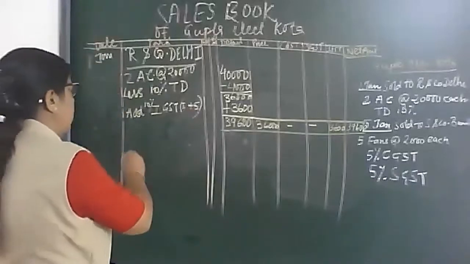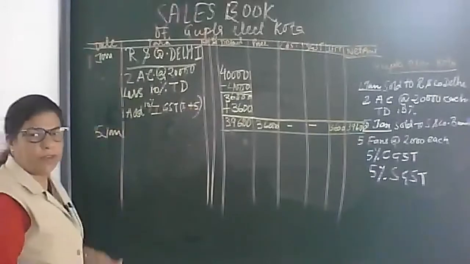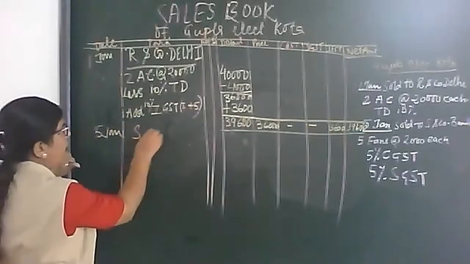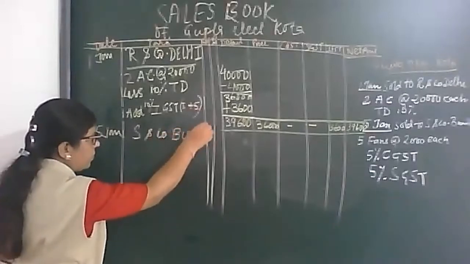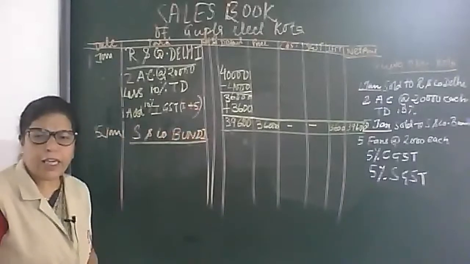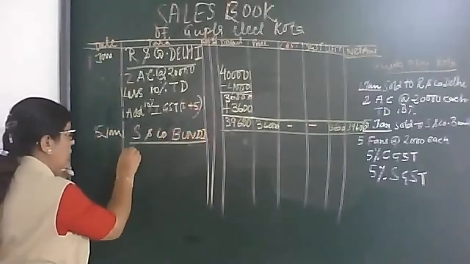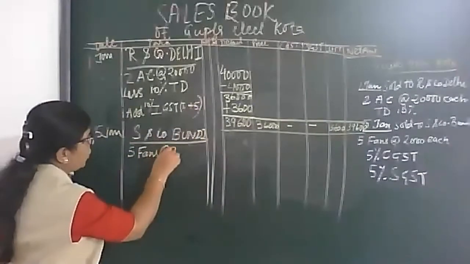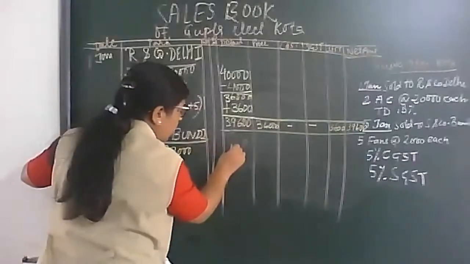5th January transaction is, got it? 5th January, sold to S&T Company, Bundi. 5 fans at the rate of 2,000 each. So that will be 10,000.